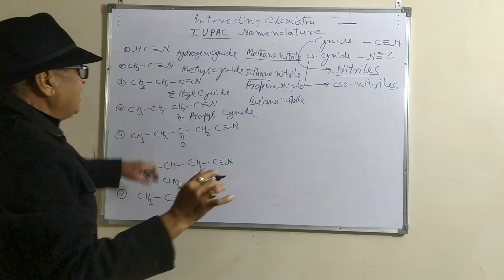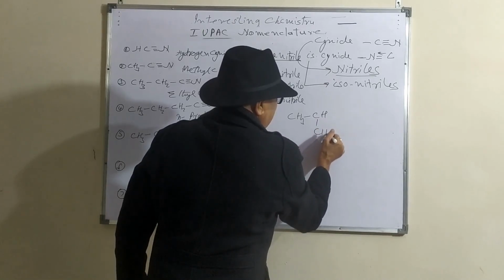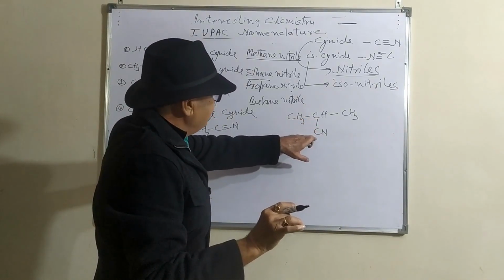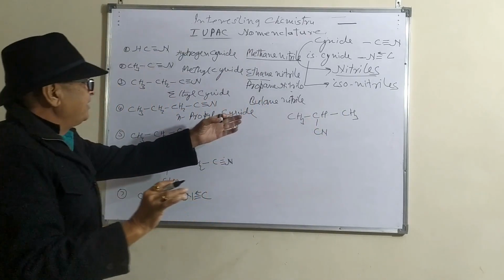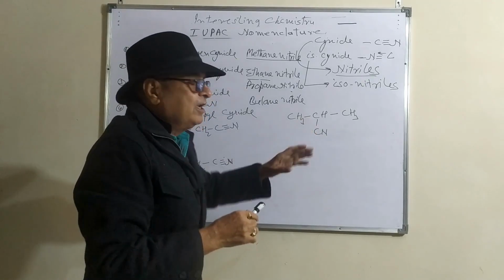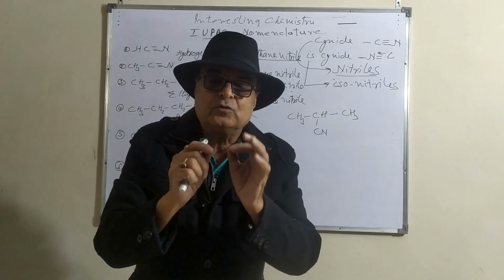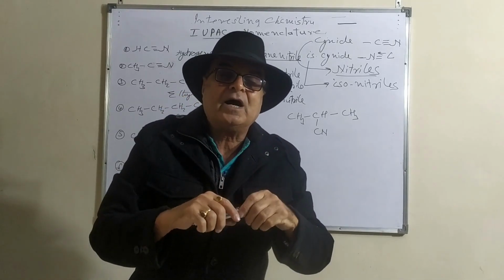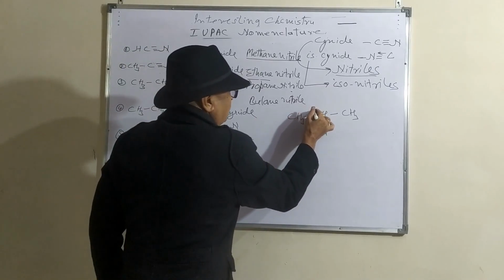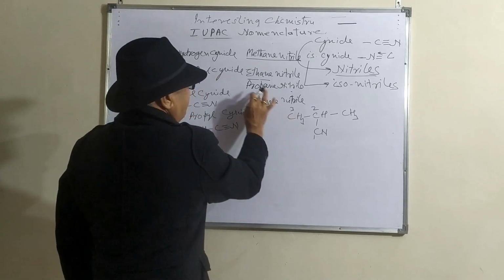Suppose this is n-propyl. I can write this in this way: CH3, CH, CN. Here I can see CH3. Suppose there are 3 carbons. So I write here CN in the middle of the CH3, CH3. What will be the name of this compound? When a functional group is there in the longest chain, those functional groups which have a carbon, the carbon will be given number 1. So this carbon will be given number 1. Then 1, 2, 3. So the parent compound is propane nitrile.